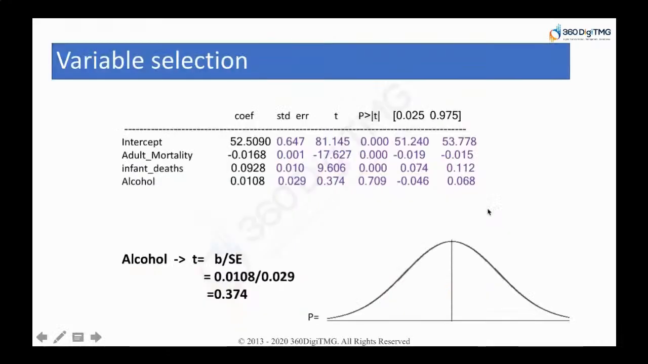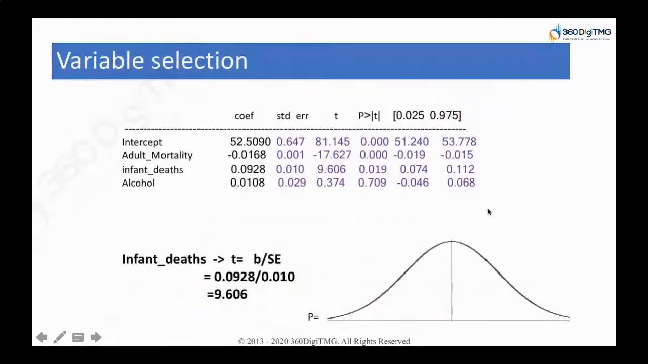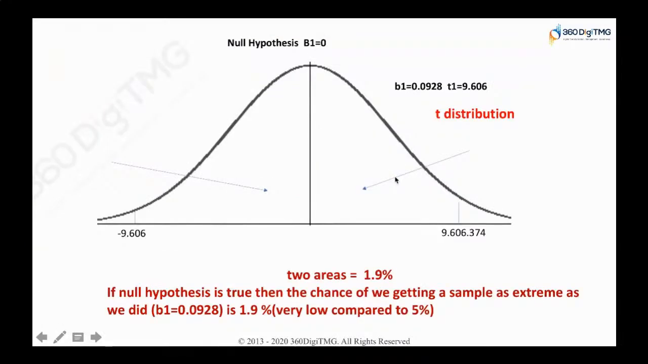So let us go with another calculation: infant deaths. If you see here, the same way I am dividing the coefficient by the error. The coefficient is 0.928, divided by this error, we got this t value. See the p value is 0.019. If you try to plot it, the two areas are giving you the p value here. So if the null hypothesis is true, the chance of getting a sample as extreme as we did is 1.9%.